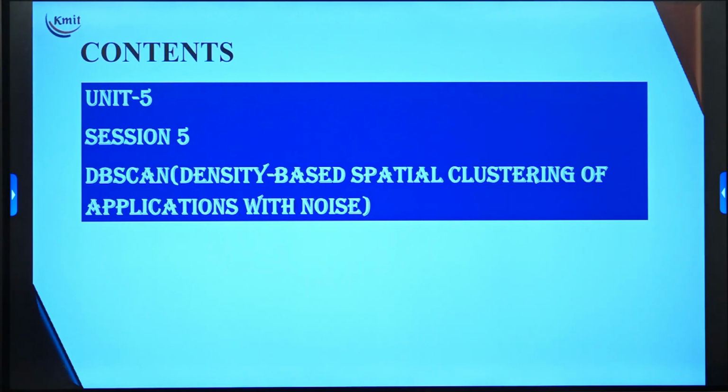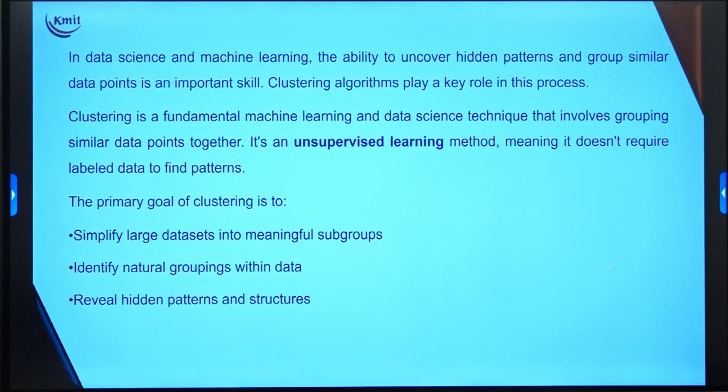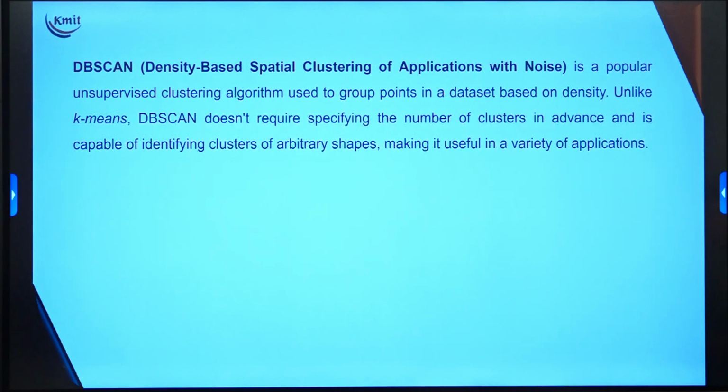Fundamentally, all these clustering methods use the same approach: we first calculate similarities and then use them to cluster the data points into given batches. But when we talk about DBSCAN, we focus on how we calculate the nearest data points. In data science or machine learning, the ability to uncover the hidden patterns and group similar data is all about clustering. The primary goal of clustering is to simplify a large data set into some groups, identify the natural groupings within the data, and reveal the hidden patterns or structures.